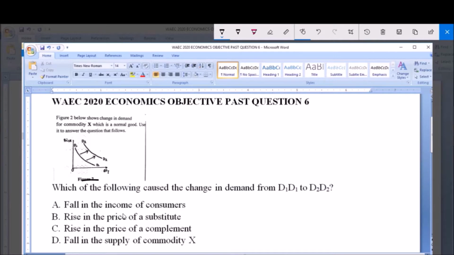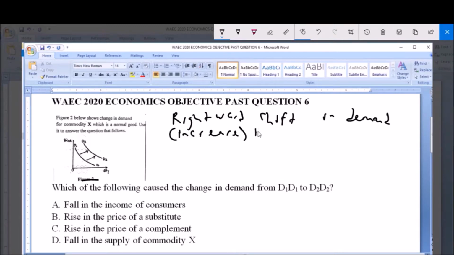A. Fall in the income of consumers. B. Rise in the price of a substitute. C. Rise in the price of a complement. D. Fall in the supply of commodity X. Now, this diagram represents or depicts what is known as a rightward shift in demand. A rightward shift in demand, and this is an increase. This depicts an increase in demand at a constant price. So the price remains constant, but the demand for that particular product or commodity increases.